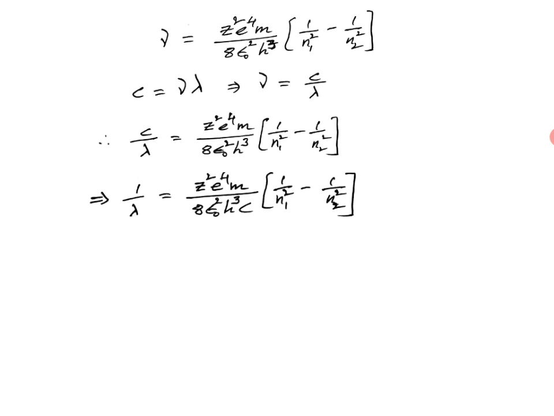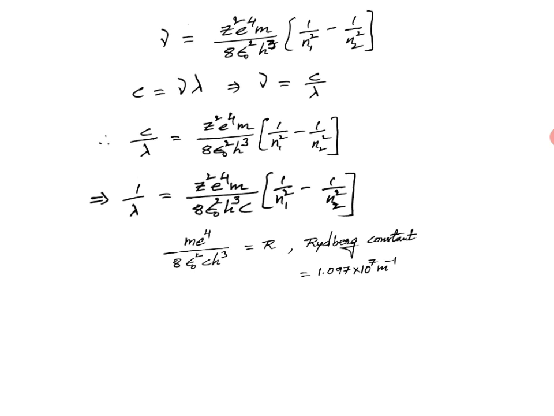Now further, in this, other than Z square, the remaining terms just in front of the bracket, e^4 m by 8 epsilon naught square h cube c, are all constants. If you substitute all the values, you will get one value, that is called the Rydberg constant. Just observe carefully, other than Z square, in front of the bracket everything is a constant. Why? Because all are constant values. Okay, so try to remember that value. That is 1.097 into 10 to the power of 7, or 10.97 into 10 to the power of 6, meter inverse.